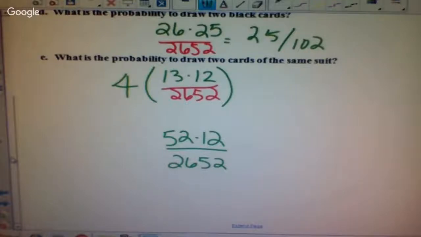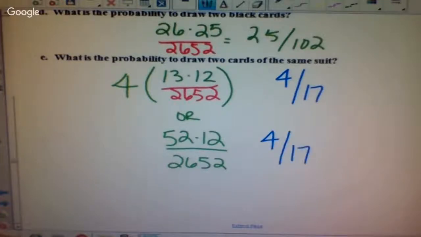Okay? Marcus, however, took into account that I can pick any card I want to begin with. Any card in the deck. Once I've picked a card, whether it be a spade, a club, a diamond, or a heart, then I only have 12 to pick from after that because I want the same suit. So if I picked a spade, I only have 12 more spades in the deck. So this and this is the same exact thing. Both answers are correct, and they will both give you 4 out of 17.